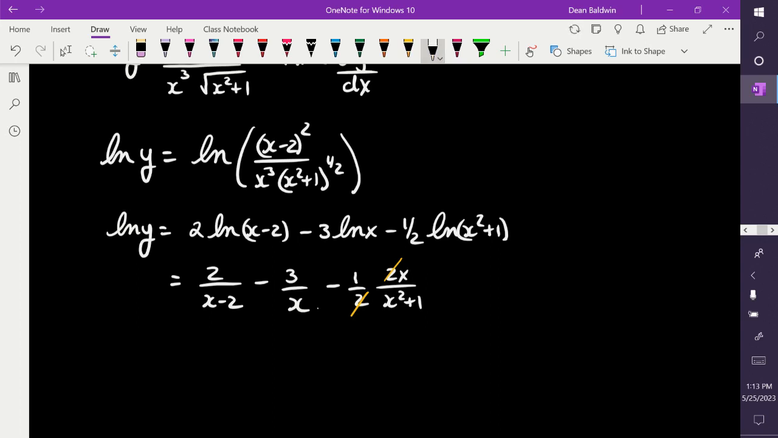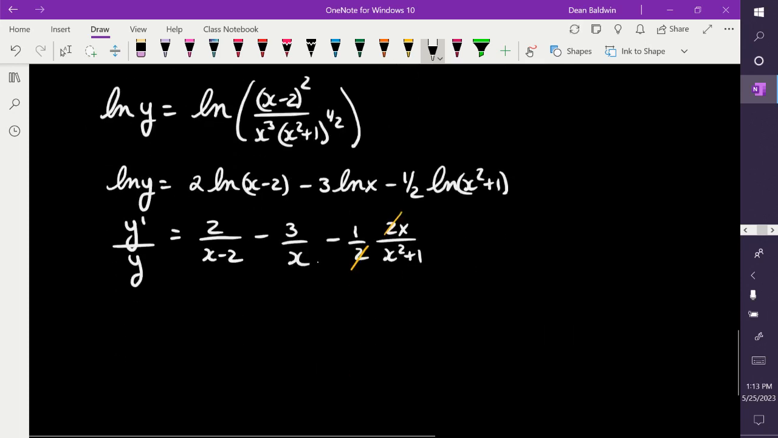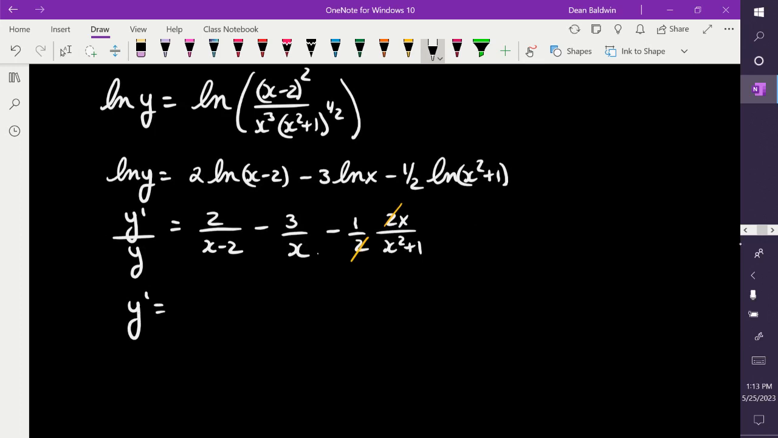We have to do the derivative of the left side. What's the derivative of the natural log of y? 1 over y times y prime. So you can write it as y prime over y. Because what are we trying to solve for? The derivative, or y prime, right? dy/dx is y prime. So I have to multiply y up to the other side. So y prime is equal to y times all this stuff.